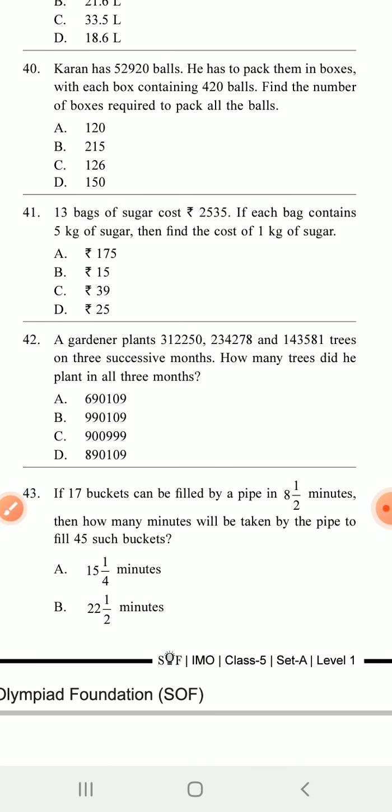A gardener plants trees in 3 successive months. How many trees did he plant in 3 months? Add all of them and you can get the answer, 42. 42A is the answer.